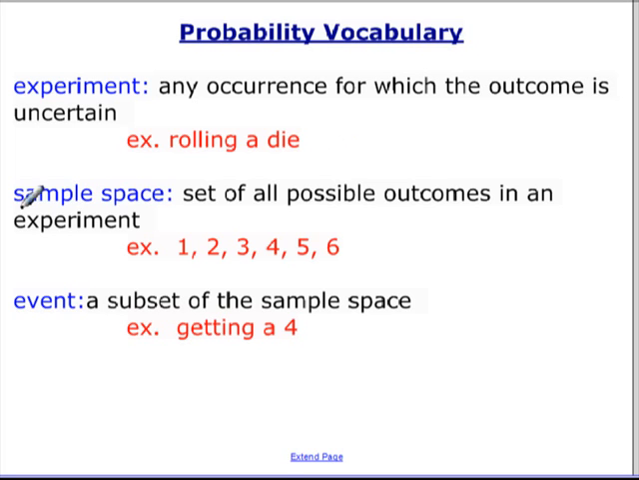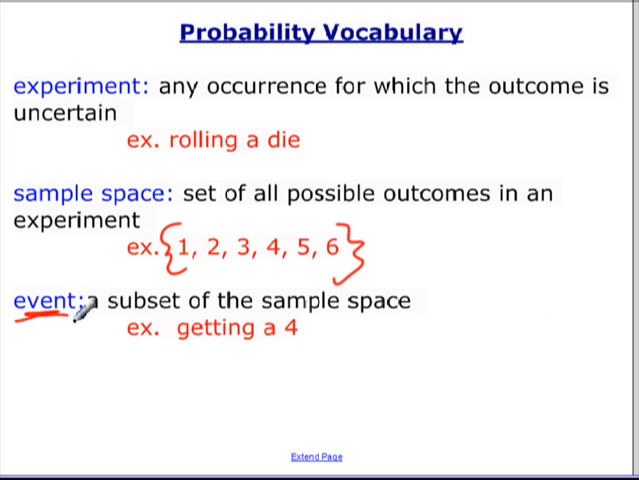The sample space, that language is really important in probability. The sample space is a list, a set of all the possible things that can happen in an experiment. So for example, when you roll a die, the sample space is the set of all of these numbers: 1, 2, 3, 4, 5, 6. That's the sample space, because those are all the possible examples.